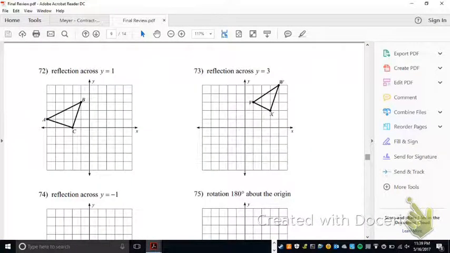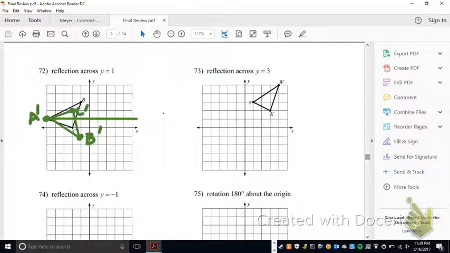72, reflection across y equals 1. There's our line, y equals 1. A prime is on our line, so we don't move it. C, 1 below the line, goes to 1 above the line, C prime. B, 2 above the line, goes to 2 below the line. B prime, connect the dots, done.